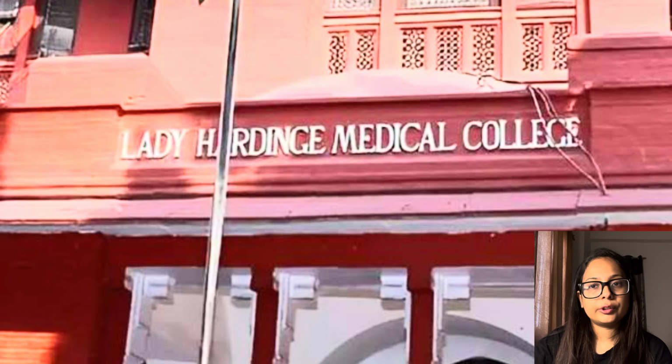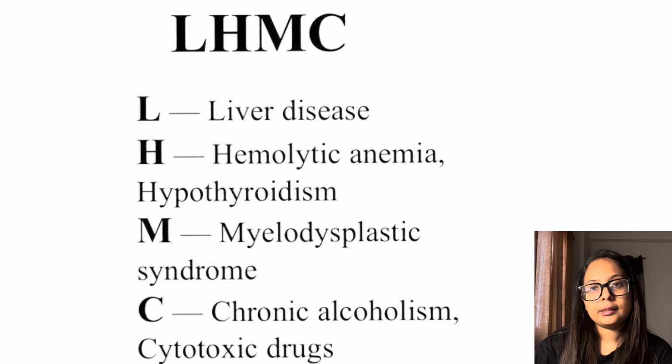Now we will try to learn the mnemonic for non-megaloblastic causes. You must have heard of a very reputed college, Lady Harding Medical College, and this is your mnemonic, LHMC. L stands for liver disease. H is hemolytic anemia and hypothyroidism. M is myelodysplastic syndrome. And finally, C is chronic alcoholism. So let's summarize everything we have learned today, very quickly and very briefly.